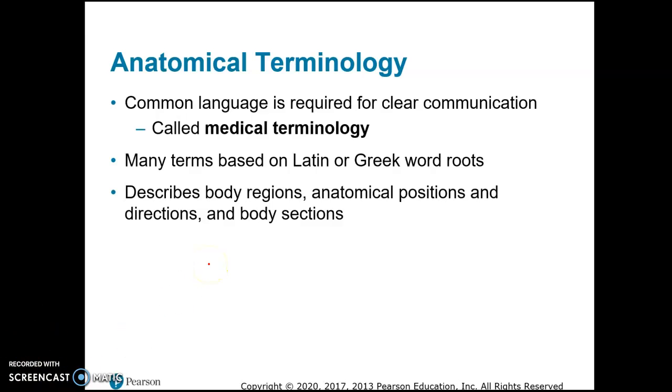Okay, and now we're getting to a section that you need to know backwards and forwards. The anatomical terminology is not going to just help you in chapter 1. It's going to help you in all the other chapters where we learn anatomy. It's going to help you learn the bones and the muscles and the nerves and the blood vessels. It's going to help you with all the terminology in the rest of this course.